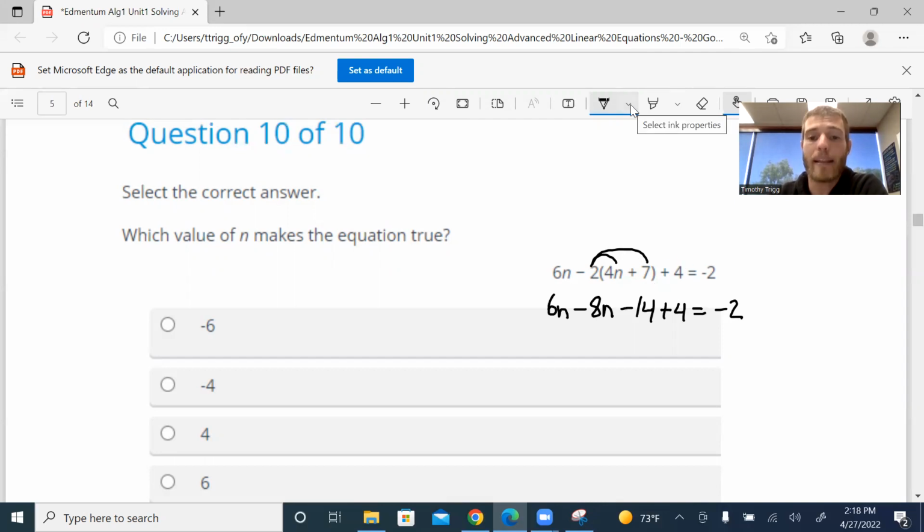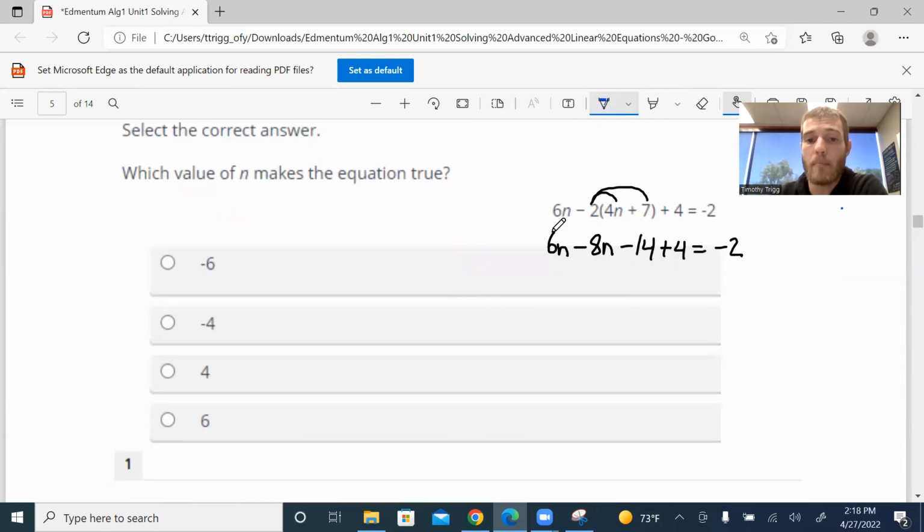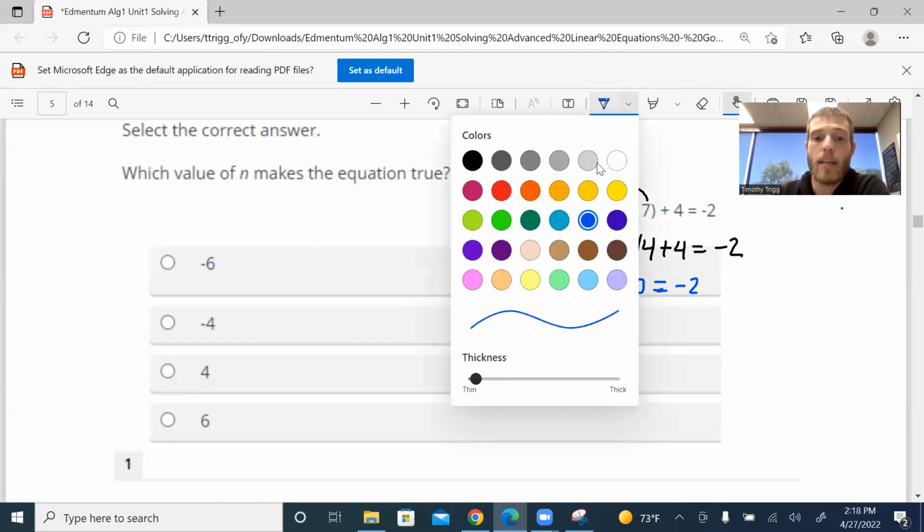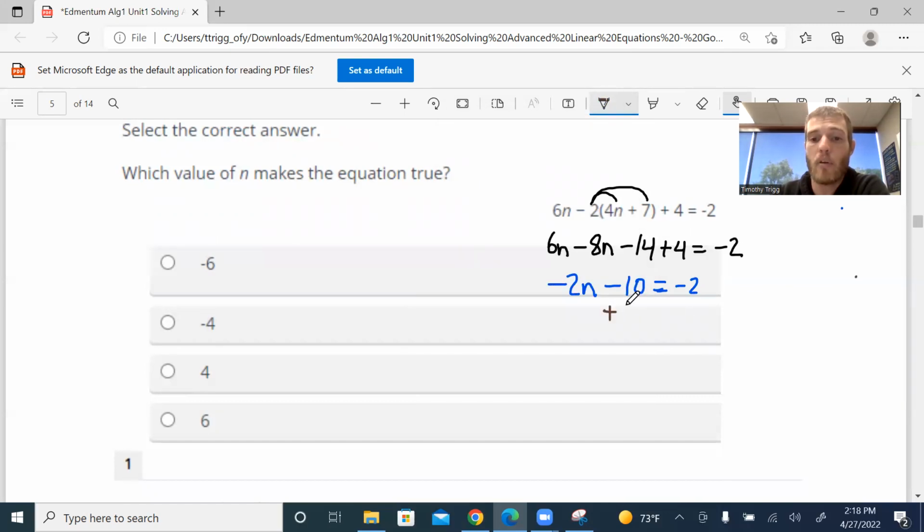Next, we're going to combine like terms on the left side. So we can combine the 6n minus 8n. That gives us negative 2n. We can also combine this negative 14 plus 4. That's negative 10. On the other side, just a negative 2 by itself. Next, to help us get x by itself, we're going to add 10 to both sides of the equation.